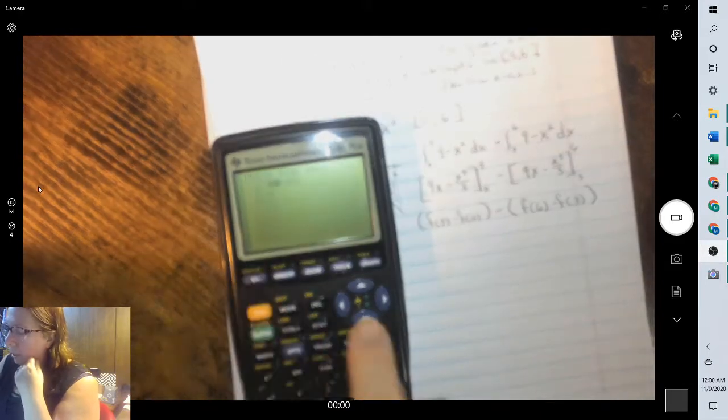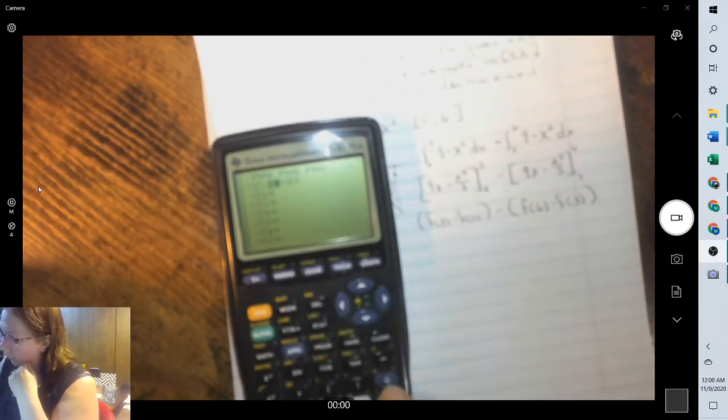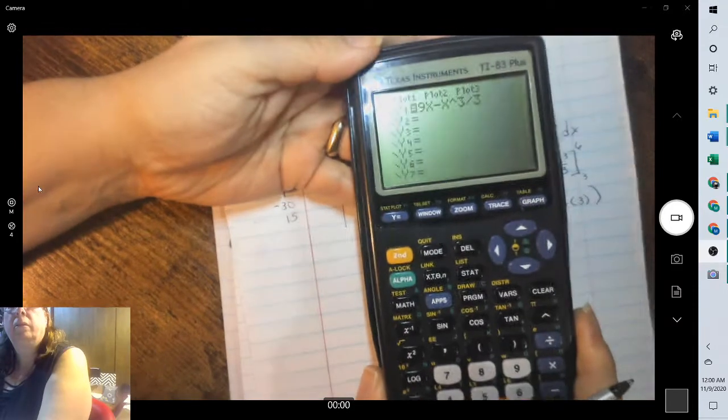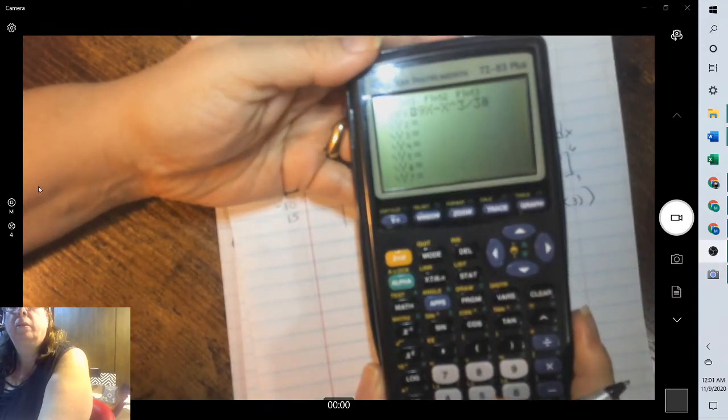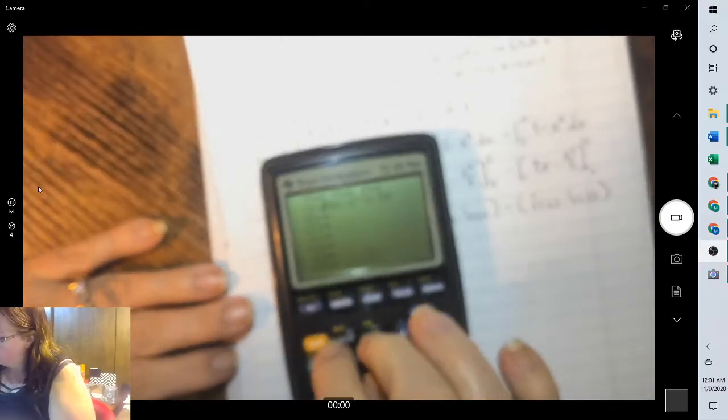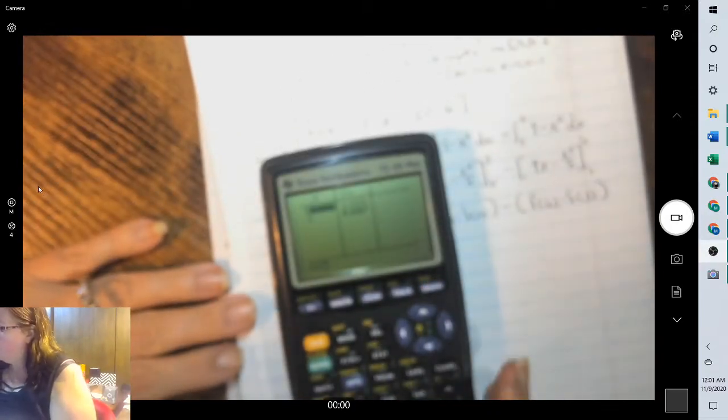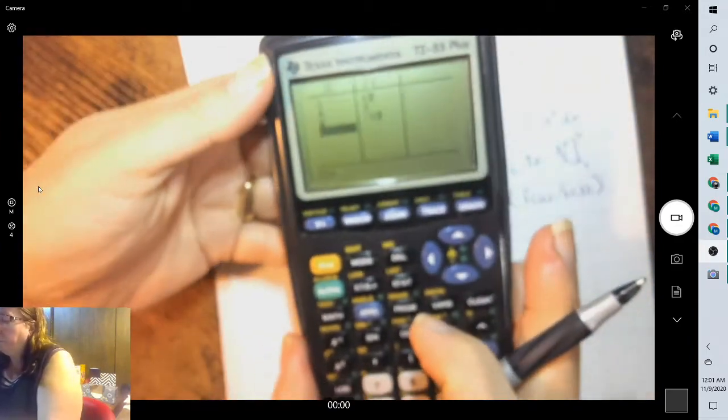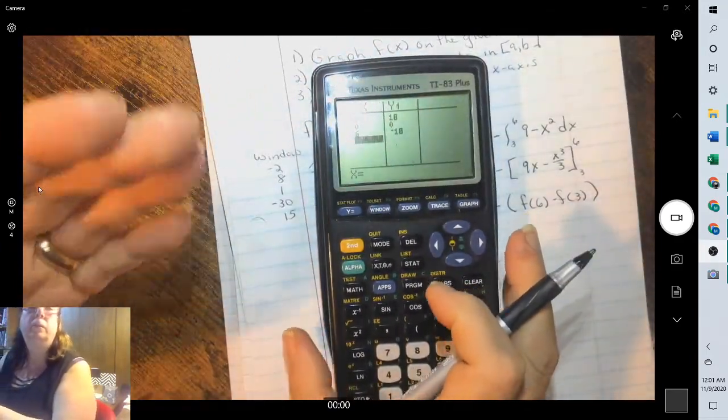So we go to y equals, and we write in this new equation, 9x minus x to the third divided by 3. Go to your table and plug in values. Now we needed 3, 0, and 6. There it is.